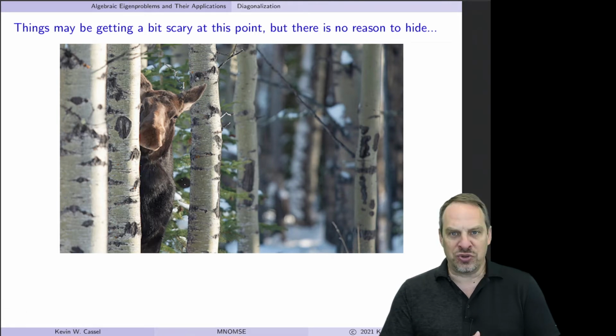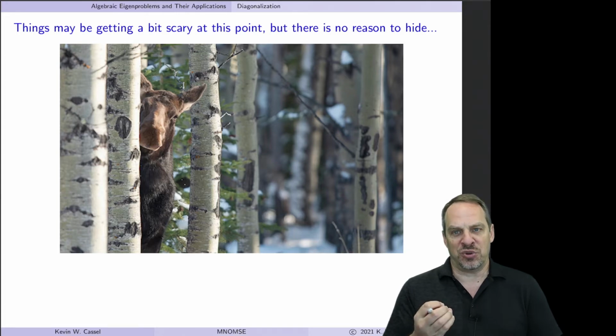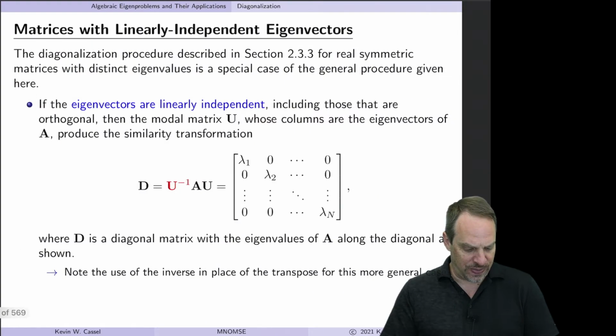Now, like this poor moose, you might be feeling a little trepidatious. I've been talking about diagonalization quite a bit in the last number of videos. We're getting deeper and deeper into the details and into the weeds of this, but don't hide. Now's not the time to hide. So stick with me and we'll get through this together.